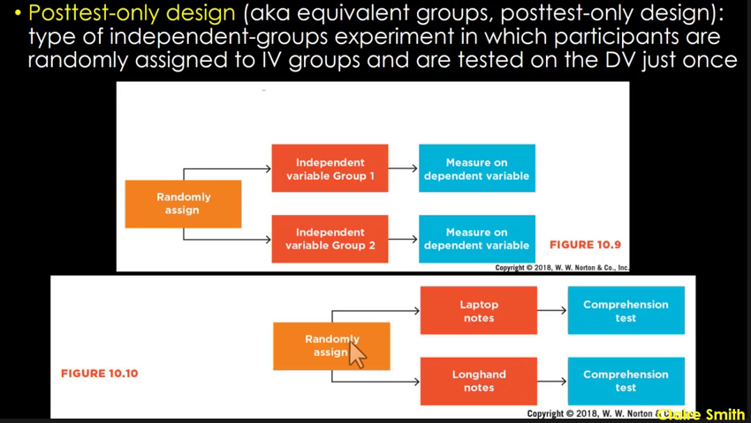Okay, so for our example, randomly assigned people, one group did laptop notes, one group did longhand notes, and then they took the comprehension test, and their comprehension of the material was measured at the very end of the experiment, right? That's a post-test design. So they're only given a test for the dependent variable one time, and it was after they took the notes, right? Post-test. And again, independent group, because each group only was exposed to one condition.